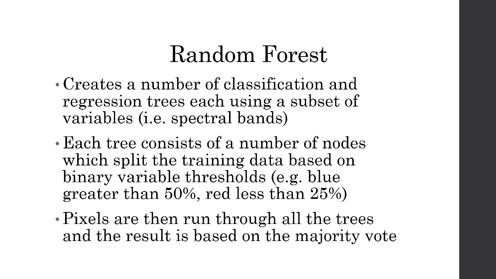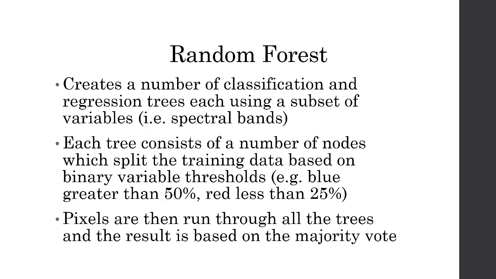The way that it does this is it gives each one of those individual trees a subset of variables. So say your data has 15 bands. Each one of those regression trees may only get, say, 5 or 7 bands to work with, so that each tree is slightly different. The idea is that if you run your data through all of those trees in the forest, you're going to get a majority of them saying one thing, and that majority is most likely the correct choice.